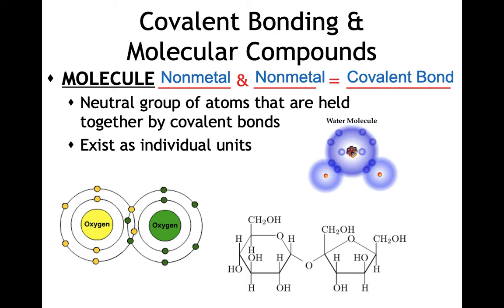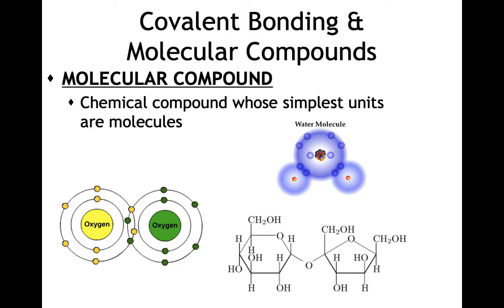When you have a group of atoms combined chemically together, it is going to be a group of neutral atoms. Molecules can exist as individual units. You can have an individual unit of oxygen. You can have an individual unit of water, one molecule of water. Or you can have an individual unit, one molecule of sucrose, unlike ionic compounds, which exist as crystals.